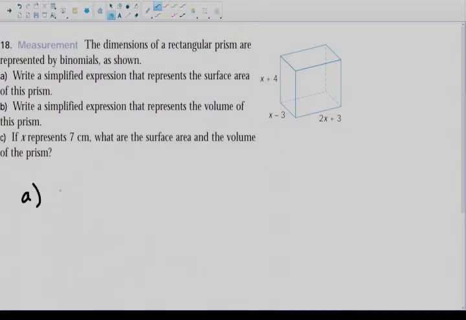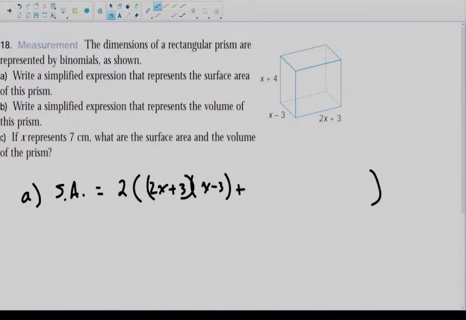So for A, the surface area is equal to 2 times. So top and bottom would be 2x plus 3 times x minus 3. And then front and back would be x plus 4 times x minus 3. And then, so we did top and bottom, front and back, so side and side. So 2x plus 3 times x plus 4.